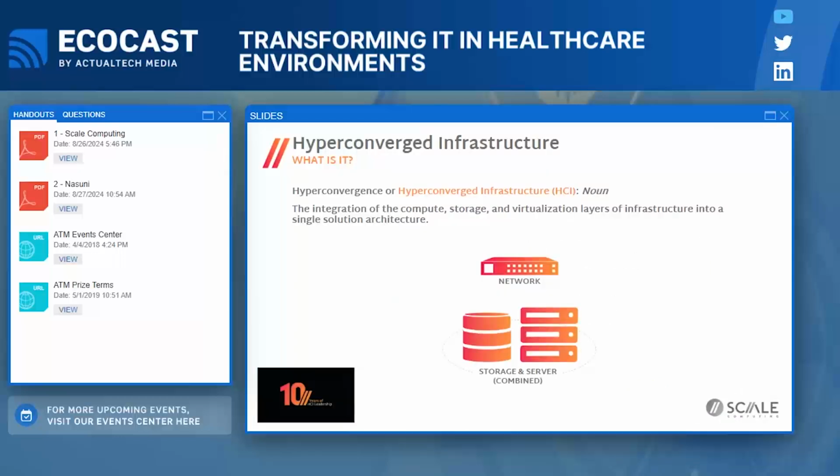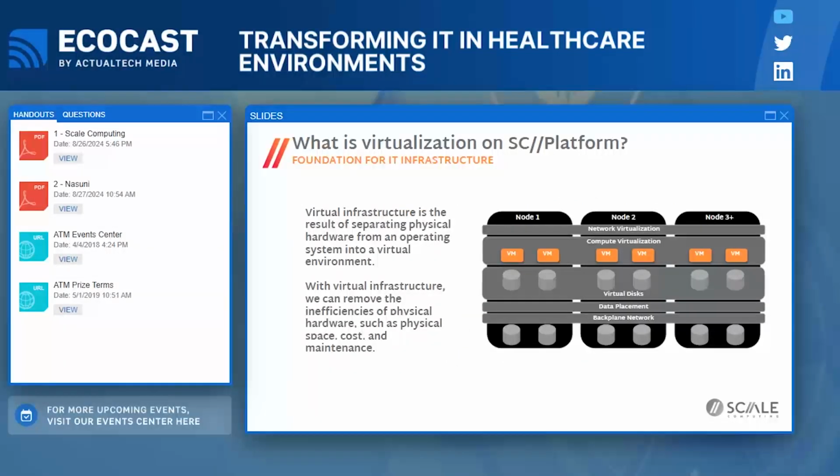Now, HCI, of course, you all probably know the buzzword that's been out there. It's very simple. It is the integration of compute, storage, and virtualization layers of infrastructure into a single solution architecture. Now, with Scale Computing, what we have done is brought this to the table with our Scale Computing platform. Our virtual infrastructure is the result of separating the physical hardware from an operating system into a virtual environment. This also removes the inefficiencies of the physical hardware, such as the physical space and the cost of maintenance.